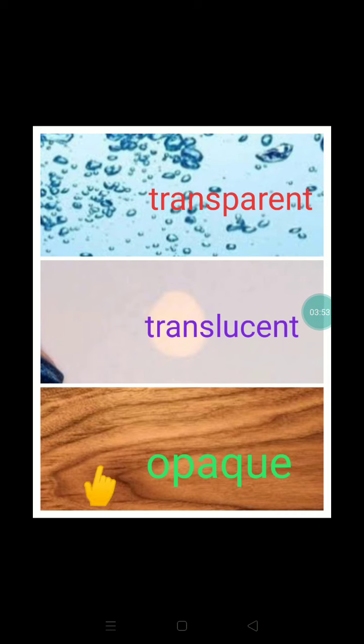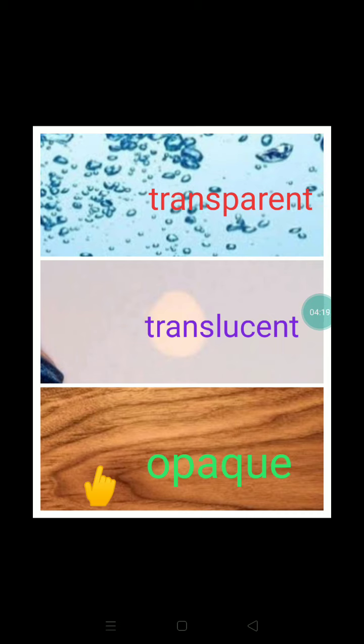And the third type of medium is opaque. Opaque medium means it is not able to pass any light through it, a medium through which the light cannot propagate. For example, wood, metals. They are not able to pass the light through them. Such mediums are called opaque medium.